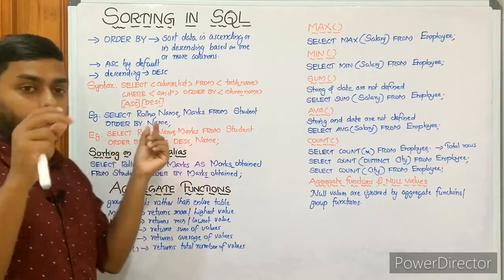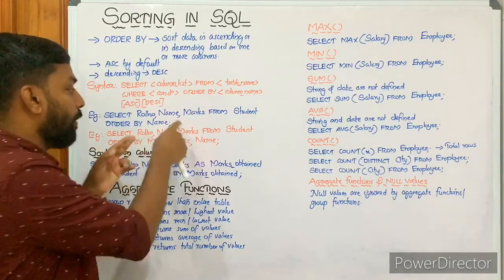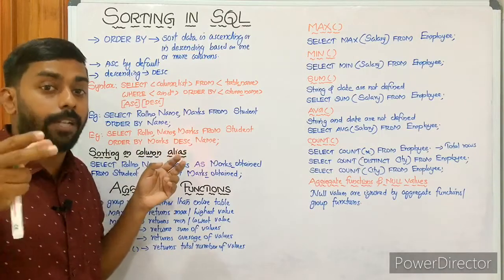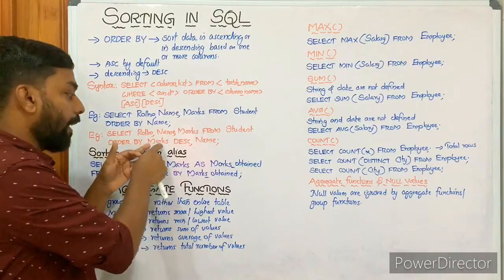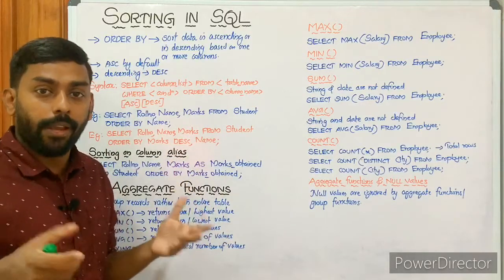So these are the two ways to apply the order by clause. We can apply it for a single column, as we have seen in the case of order by name, and at the same time we can apply it for multiple columns. In the second case we have seen marks in descending order, name in ascending order. Hope you get the concept, right?